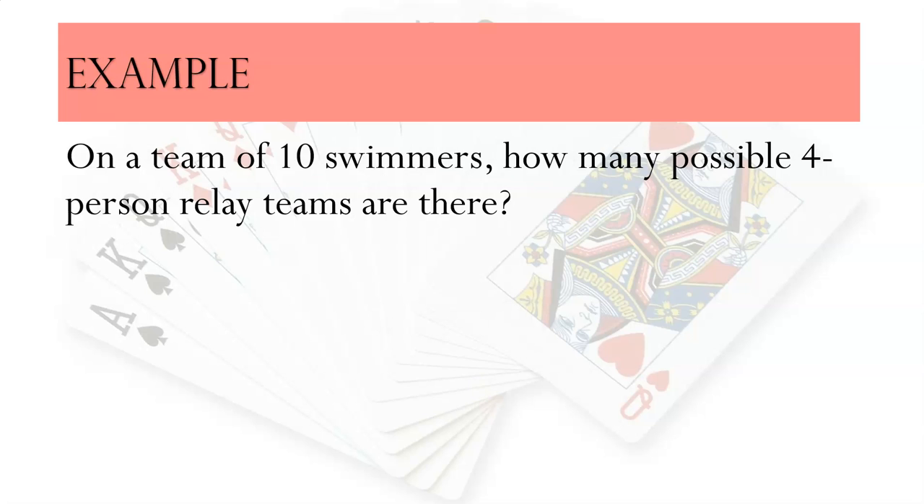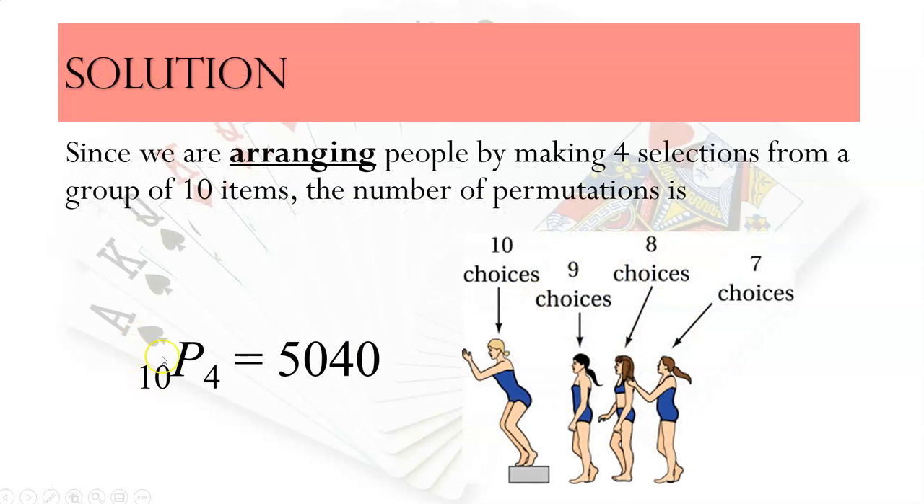For the next example, it says, on a team of 10 swimmers, how many possible 4-person relay teams are there? So I'm going to make a team of relay people, which means that the order that I put them in is going to matter. You want the fastest people at the end usually. But we're not using all 10 of them. We have 10 to choose from, but we're only going to choose 4. This is when I would use nPr. Since 10 is my total and I'm choosing 4, I'm going to put this in as 10 nPr 4. And that should give me 5,040.